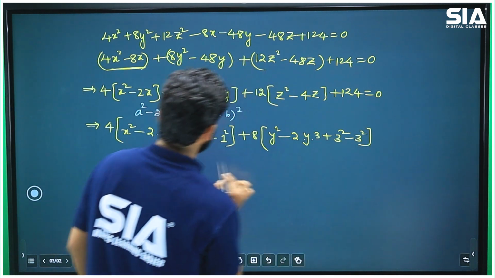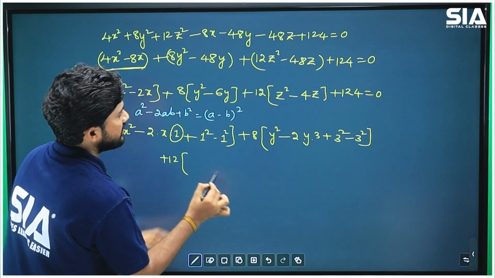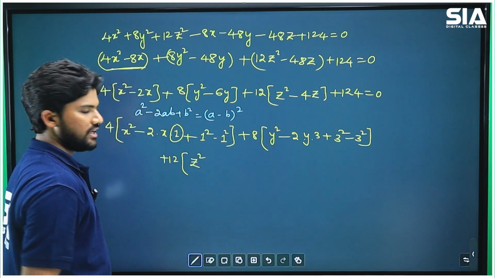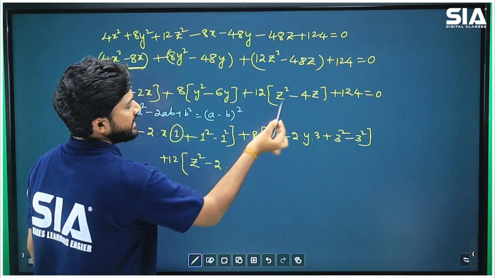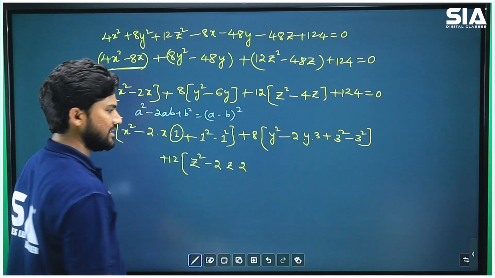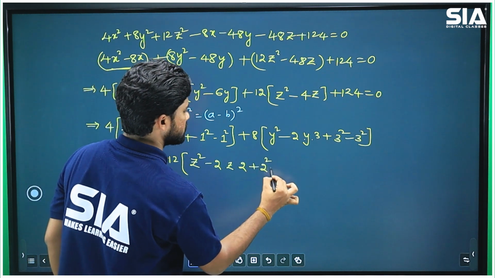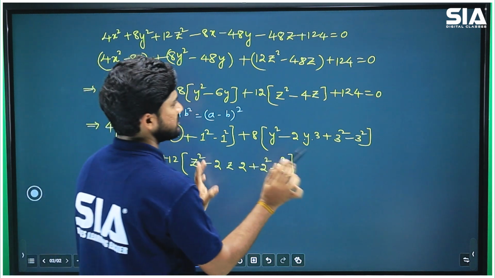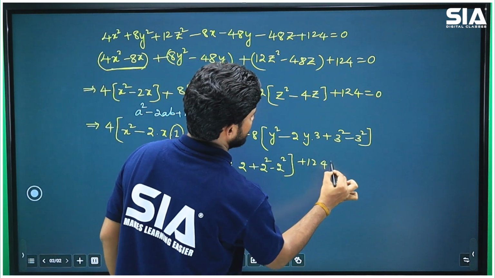Next, similarly, plus 12 into z square minus 4z. Tell me, so a square means z square, minus 2 into a, that is z, b is 2. Why? Because to get the 4z. Yes, very good. So therefore, next 2 square minus 2 square, we are adding and subtracting with b square. Just next plus 124 is equal to 0.